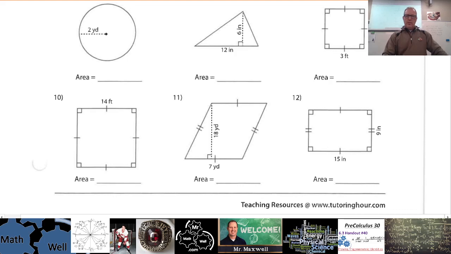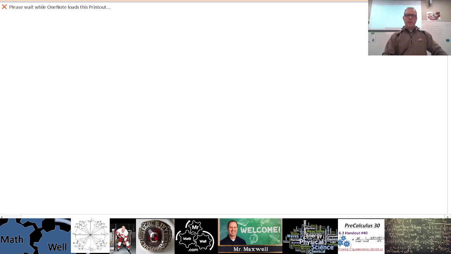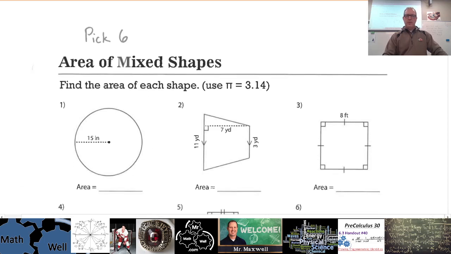Another parallelogram, number 11, simply 7 times 18. Really easy. Let's do a trapezoid one here. I'll show you how to do a trapezoid.